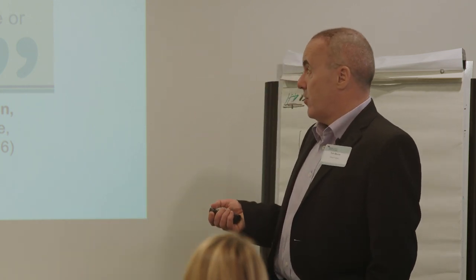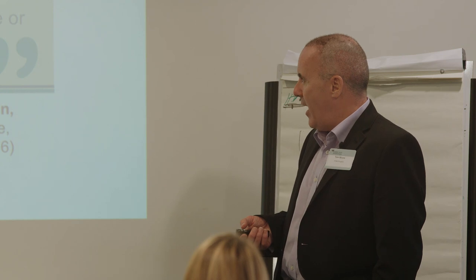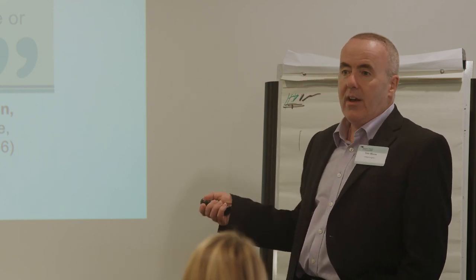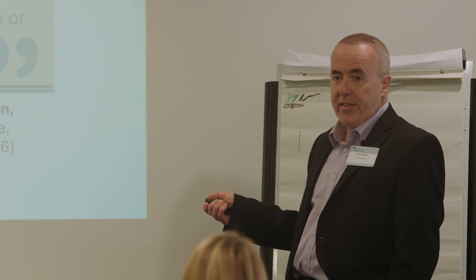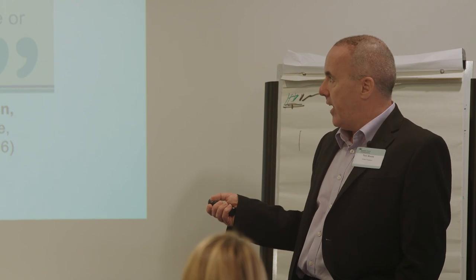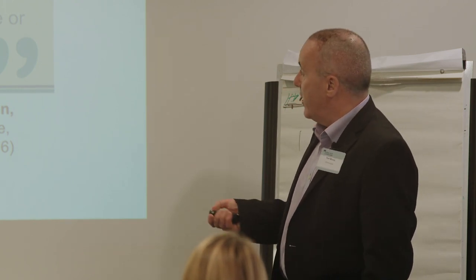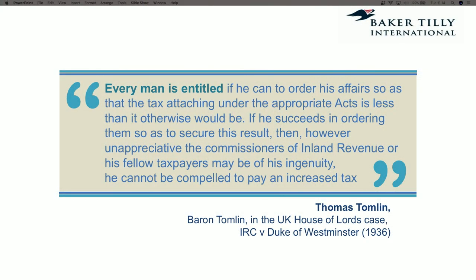If he succeeds in ordering them so as to secure this best result, then however unappreciative the Commissioners of Inland Revenue, who are now called a tribunal, they're the judges, first level of judges who look at any particular tax point that goes to court, or his fellow taxpayers may be of his ingenuity, he cannot be compelled to pay an increased tax.